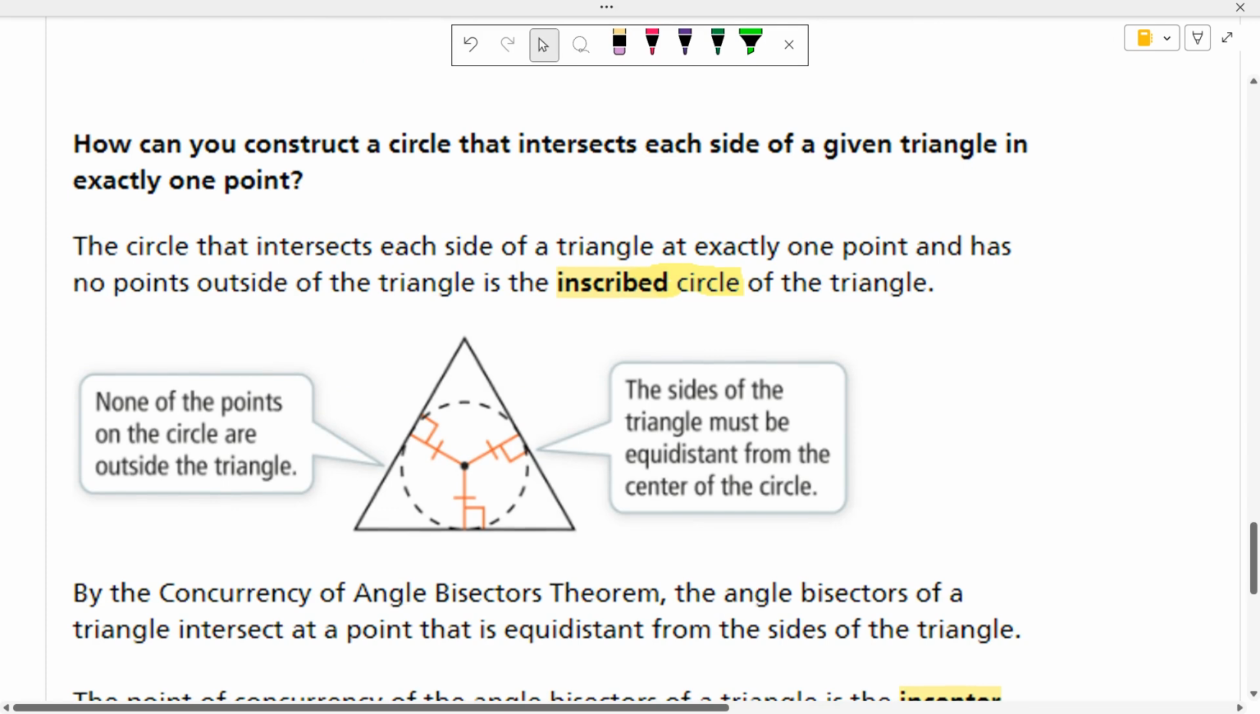So a circle that intersects each side of a triangle in exactly one point and has no points outside the triangle is called an inscribed circle. That's the next vocab word.